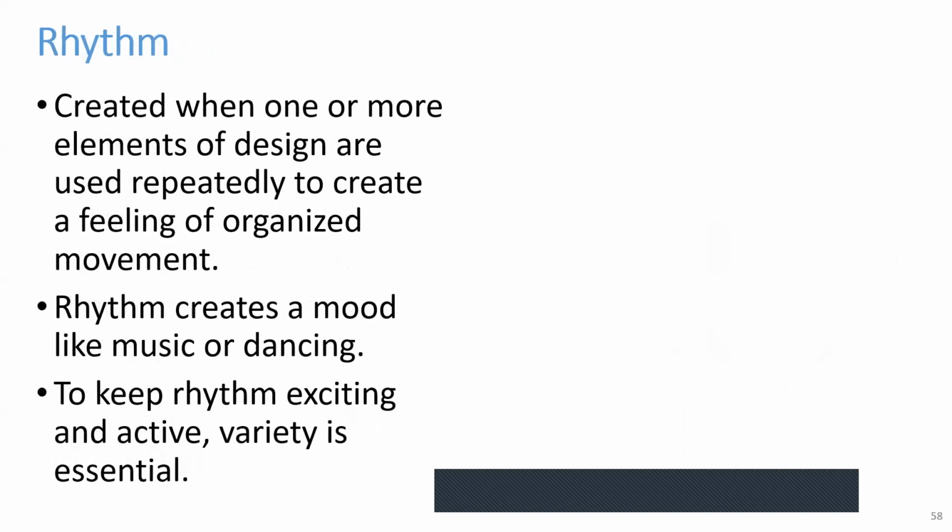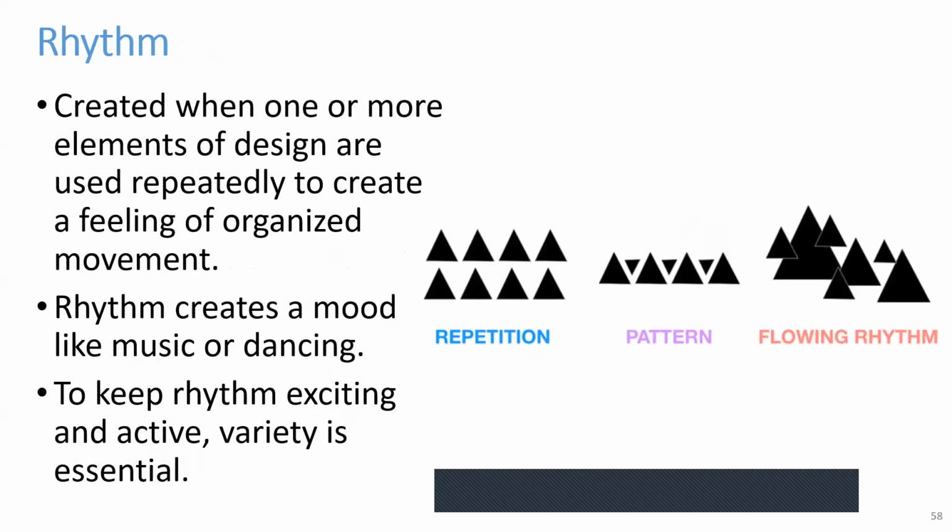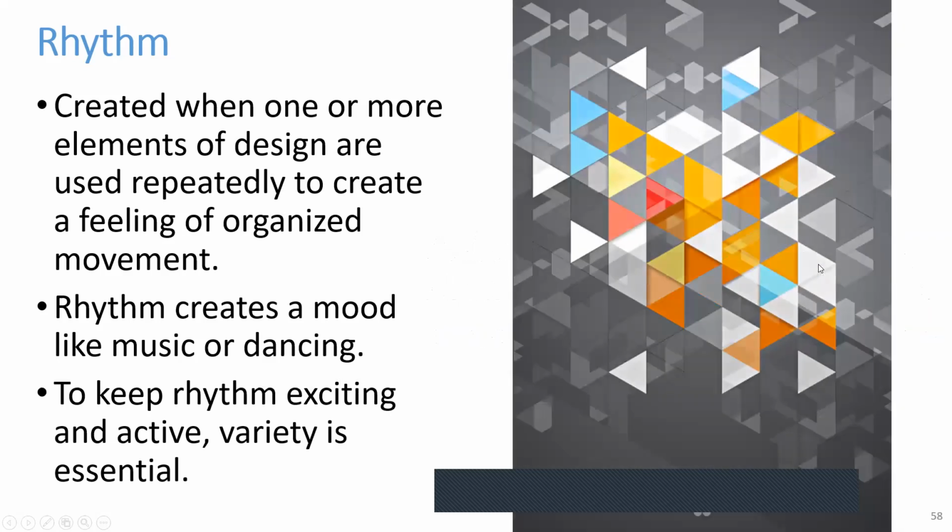And then what do you mean by rhythm? Repeatedly to create a certain feeling again. Right? Now here are some examples: repetition, pattern, flowing rhythm. Right? When you combine the repetition and pattern, you see a flowing rhythm. It's like a mountain or a jungle or something like that. Right? So you need some sort of a variety to make sure it is good rhythm. Here's a book cover, maybe using rhythm. Right? Looks very rich, isn't it?